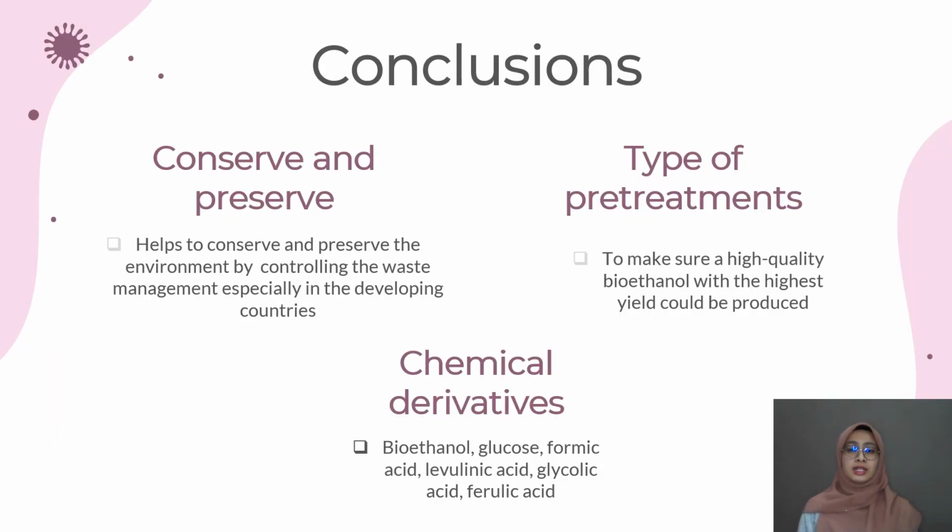In conclusion, utilization of cassava peels helps to conserve and preserve our environment by helping to control waste management, especially in developing countries where cassava is mainly produced, thereby reducing pollution. In this review also, different types of pretreatment were discussed to make sure high quality of bioethanol with the highest yield could be produced. Besides biofuels, chemical derivatives such as glucose, formic acid, levulinic acid, glycolic acid, and ferulic acid can be produced from cassava peel.